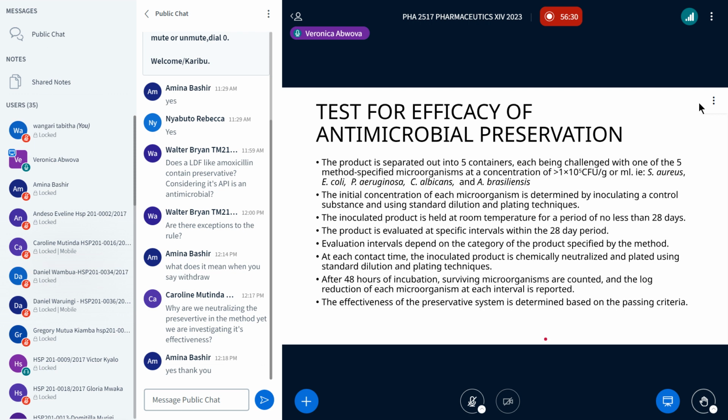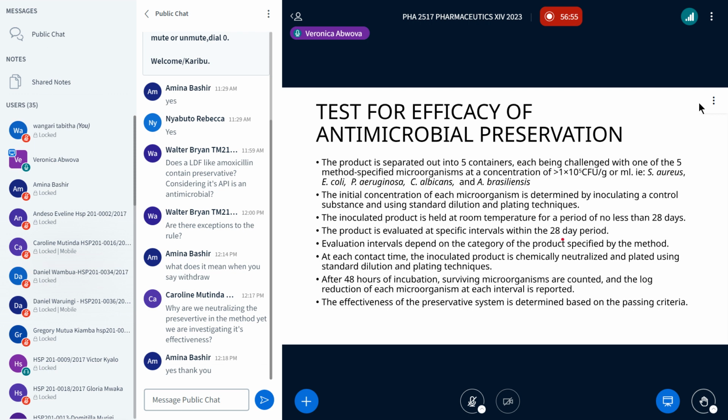When we come and check, if we find 10 to the power of 5, or if we find a higher number, then we know that these microorganisms have not been stopped from growing. They are still growing, okay? But if we find a reduction, it means that the number is reducing, okay?